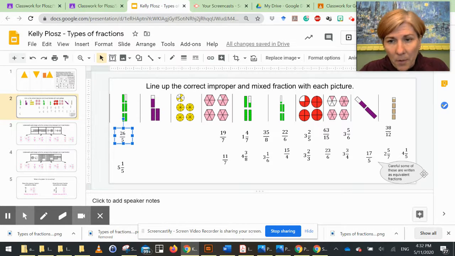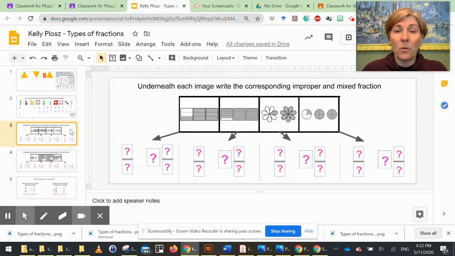Now there's a little note here at the bottom, and it says, careful, some of these fractions are written as equivalent fractions. So they're going to be split into more. For example, if the shape that you see is split into 6 pieces, it might be written in terms of 12 pieces. So there's a few that you're going to have to figure out. They don't match the splitting that the image has, but it's an equivalent fraction to it.